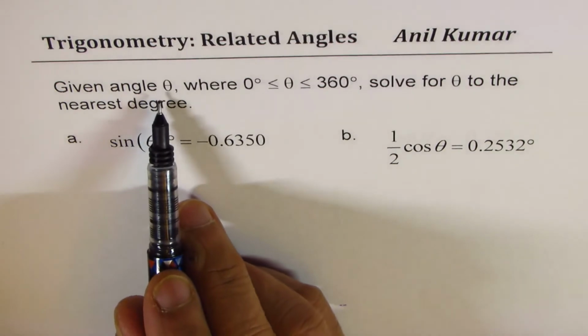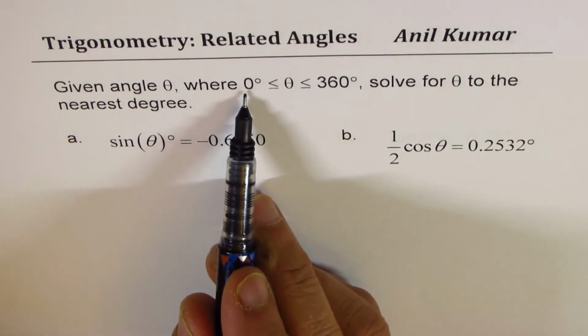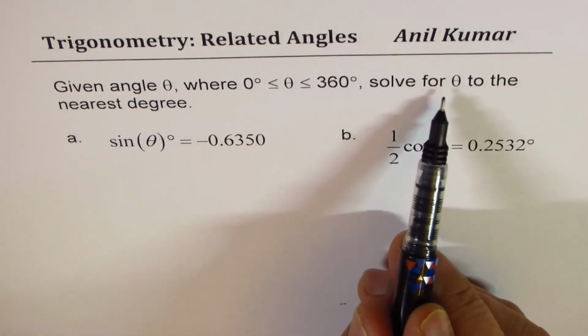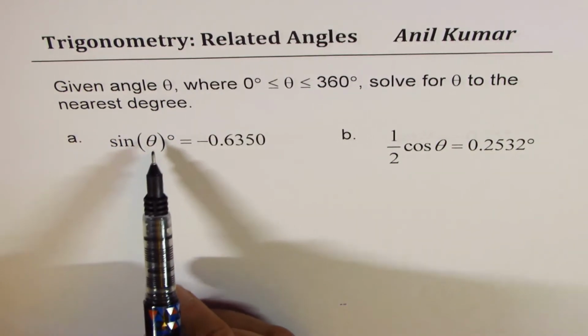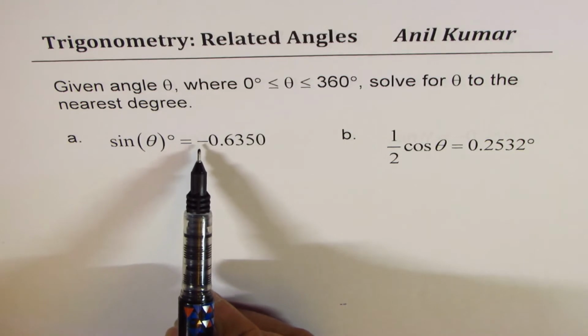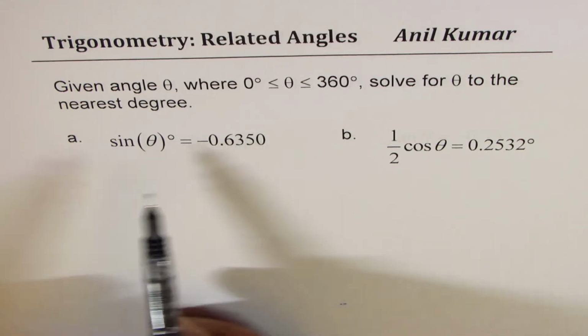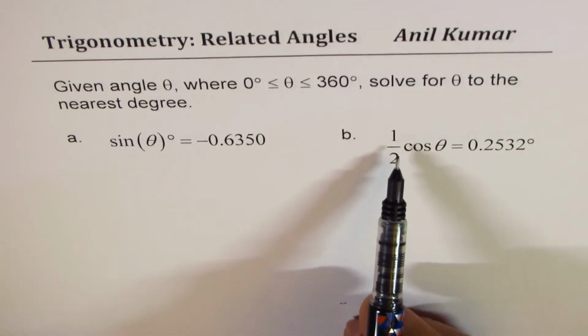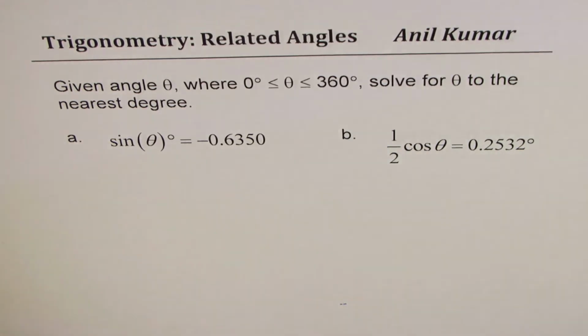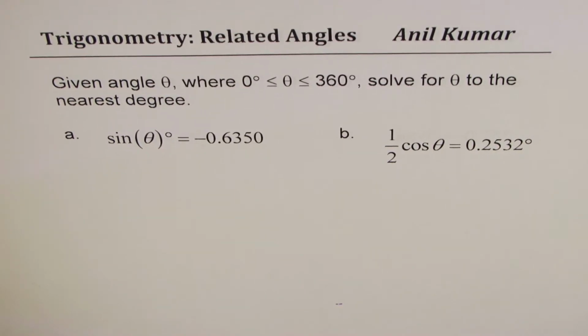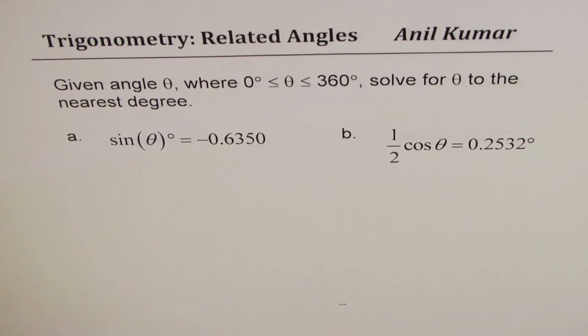We are given angle theta, where theta is between 0 degrees and 360 degrees. Solve for theta to the nearest degree. The first equation is sine theta equals minus 0.6350. And the second one is half of cosine theta is 0.2532. Now we'll use the calculator to find these answers, and we'll round them to the nearest degree as asked for.